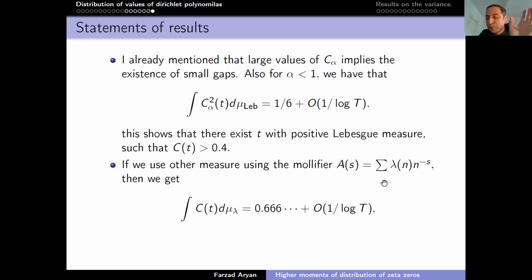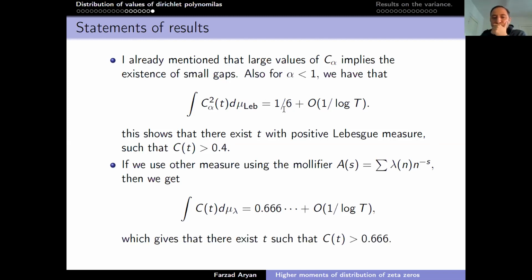Now, we drop the Lebesgue measure. We pick up something that highlights the value of zeros and obviously highlights the accumulation of zeros. If I apply that and look at the expectation of C of t with respect to this measure, I get 0.666, which is an improvement over 1/6 here. So this result gives me that there must be a t such that the value of C of t gets bigger than 0.666. And this is just from the first moment.